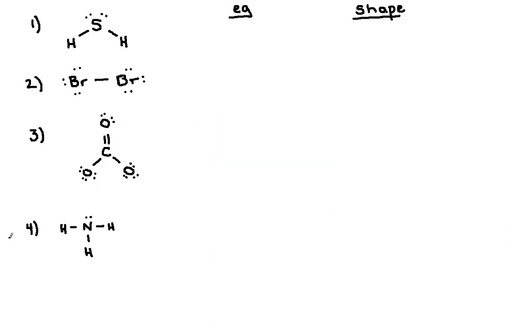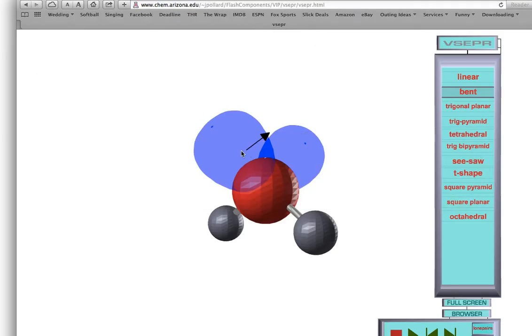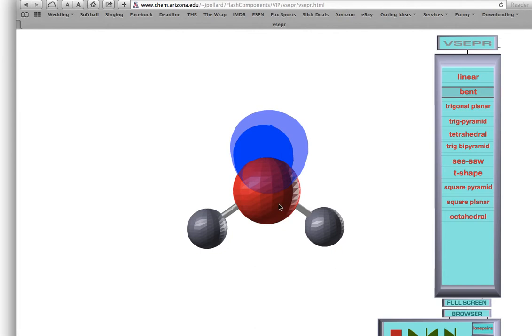I'll go back here. The electron geometry is tetrahedral because we're considering the lone pairs of electrons as if they were bonding atoms. Now, for the molecular shape, we completely and totally ignore the lone pairs of electrons. If you ignore these and just look at the shape of the red circle with these 2 going off, it looks like it's almost trying to be linear, but it's not quite. And if it's not quite linear, it's going to be bent.